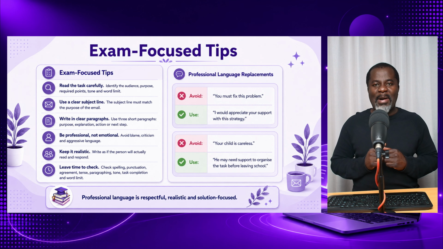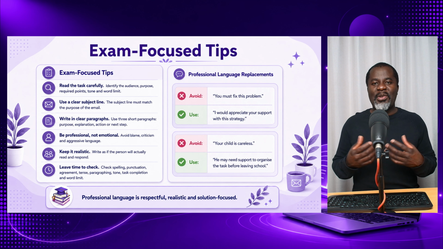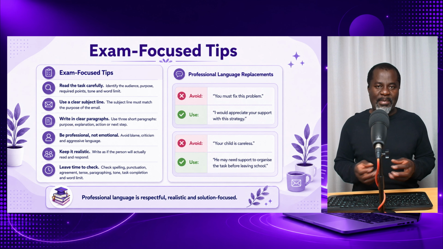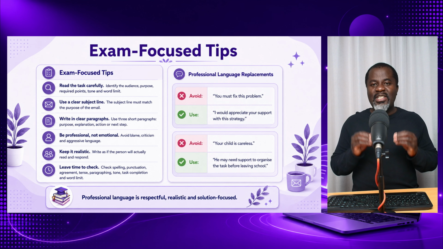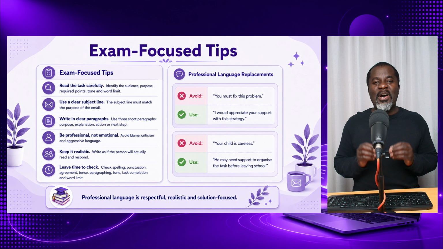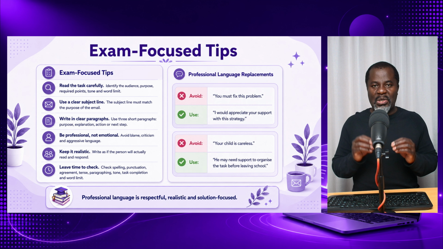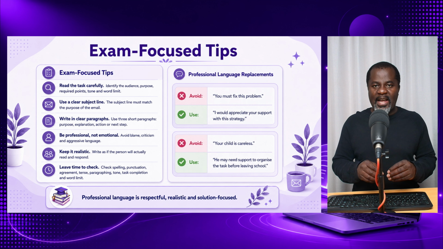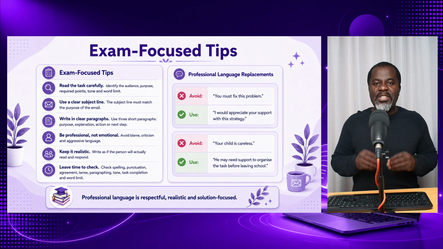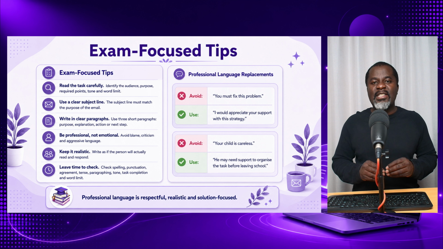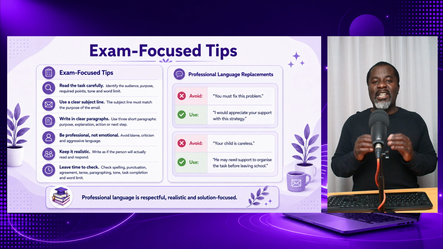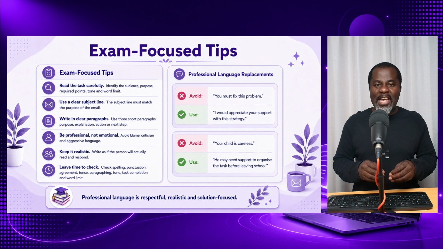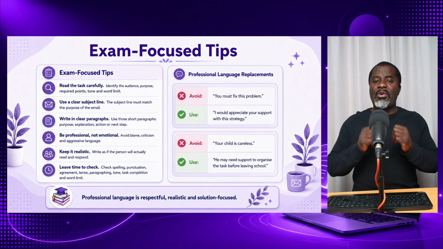Now, let's talk about tips that you can use for your ISLPR formal emails. Tip number 1, read the task carefully. Before writing, identify who you are writing to, why you are writing, what points you must include, what tone is required, and the word limit. Do not miss any bullet points in the task. Tip number 2, use a clear subject line. The subject line should match the purpose of the email.